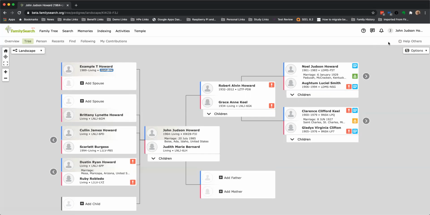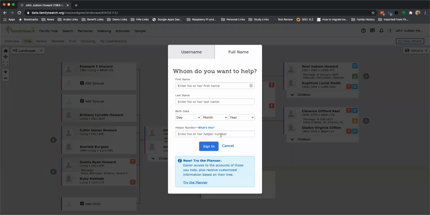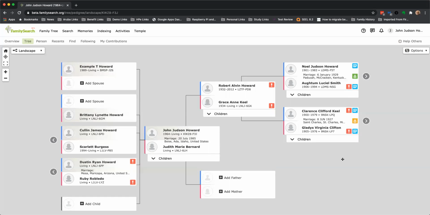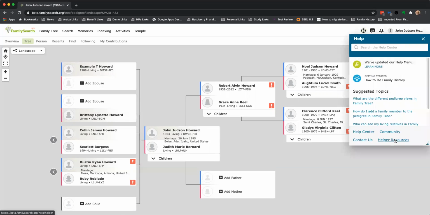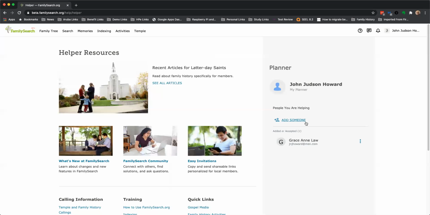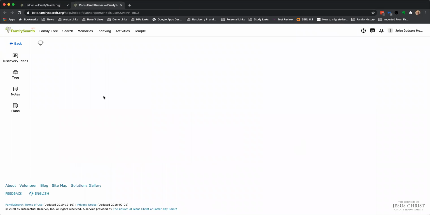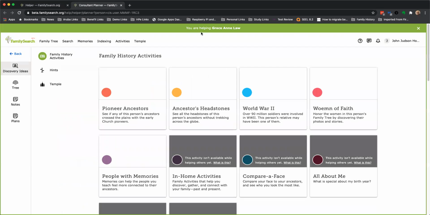What I'm going to do is use a feature called Help Others. We're going to talk about this in future releases, but it actually allows you to get permission to impersonate a user and help them work on their tree. So I'm going to go to my mom's beta account, and it says I'm helping here.